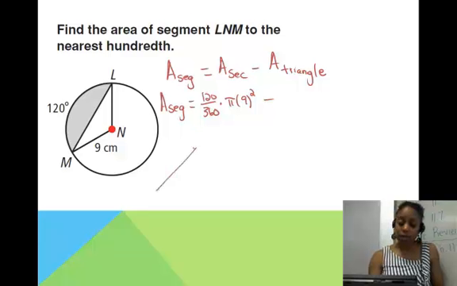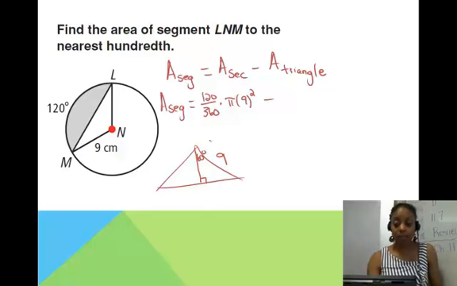Let's draw that triangle here. It has a 120 degree angle. We know this is 9. If we drop this down, we know that this is 60 degrees. We need to find the height of the triangle. So to find the height of that triangle, we could also find the base of the triangle.